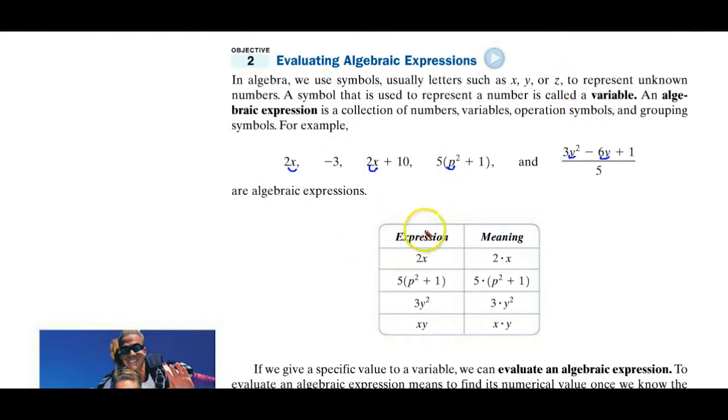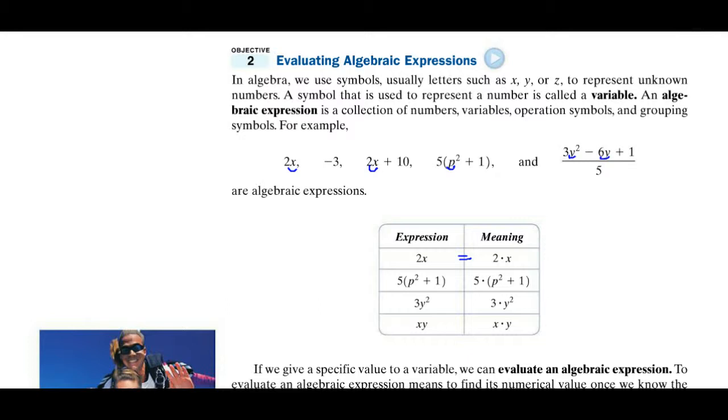So, in the expression, what does that mean? Well, 2 times x. Since there is no sign between a number and a letter, it implies multiplication. So these are equivalent. And when there is no sign between a number and a parenthesis, this implies multiplication. And the same for these things here.